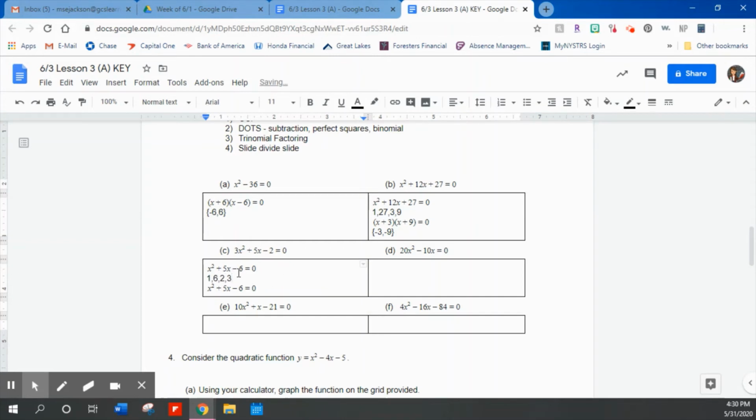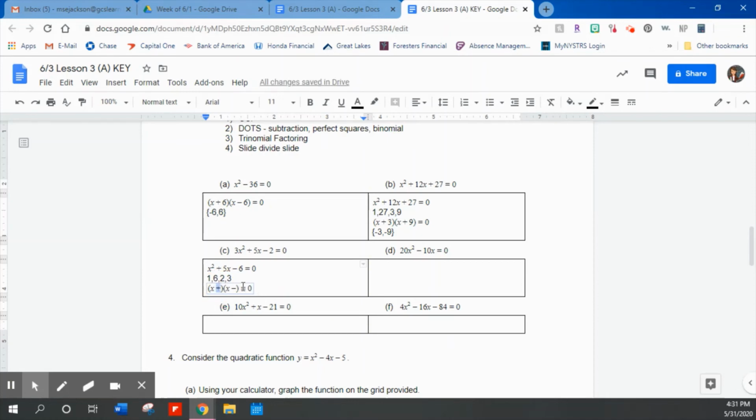So ones that subtract to 5, so be careful because if you're thinking add to 5, you might pick 3 and 2. But this is subtract. Factors of 6 that subtract to 5 are 6 and 1. So we're going to double bubble. If you look at that last operator, it's subtraction, so that means we need different signs.